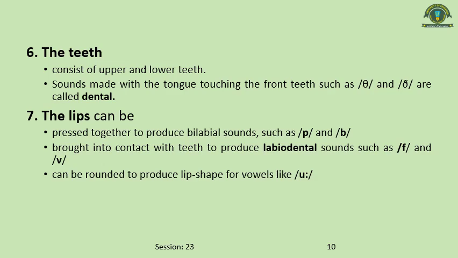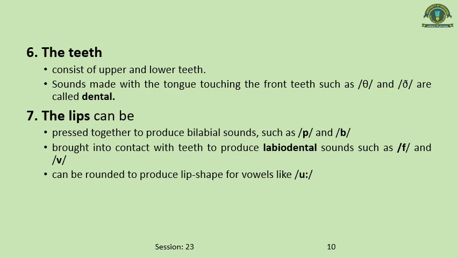But remember, I'm talking about the articulators, the lips. The lips can be pressed together to produce bilabial sounds such as p and b. The seventh main articulator is the lips. What role do lips play? That's very important to understand.